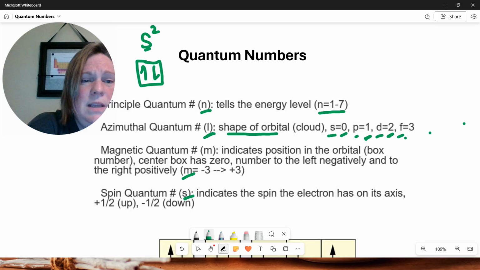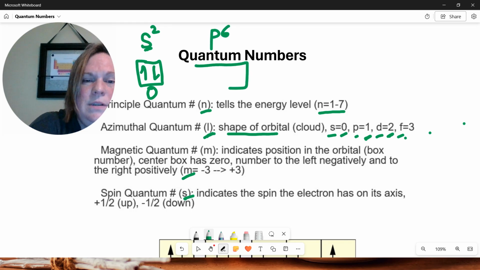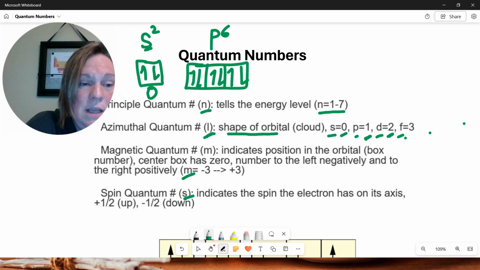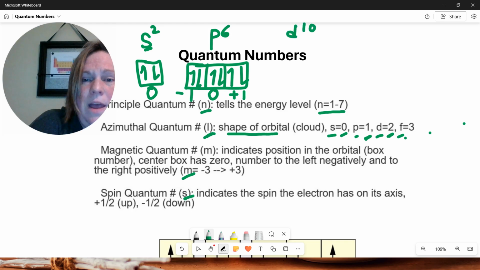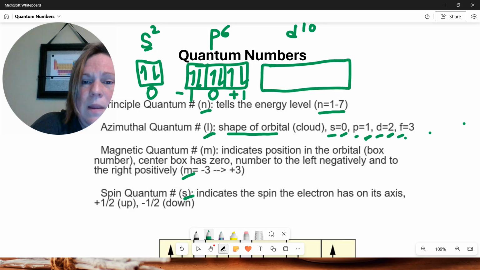Because there's only 1 box in the S, we number that box 0. Okay, so let's look at P. We know the P can hold 6 electrons, therefore there's 3 seats. I'm going to put 3 electrons in, spinning positively, and 3 spinning negatively. And if I number these boxes, the center box is always 0. So the M value is 0. And then I number out like a number line. So the box to the right is a +1, and the box to the left is a -1. The D can hold 10 electrons, so that means there's 5 boxes.